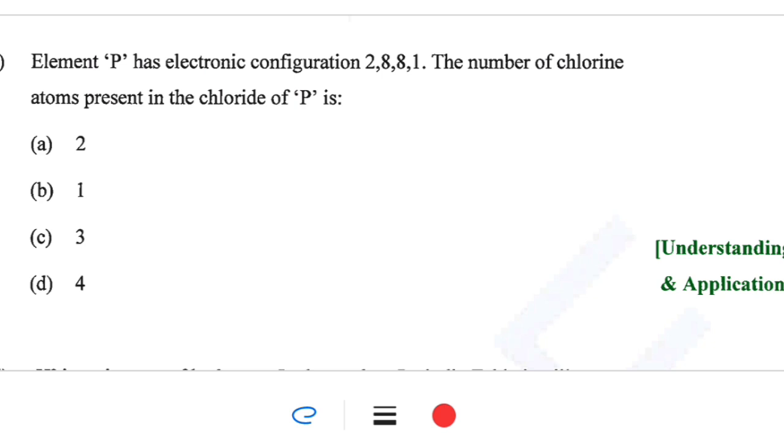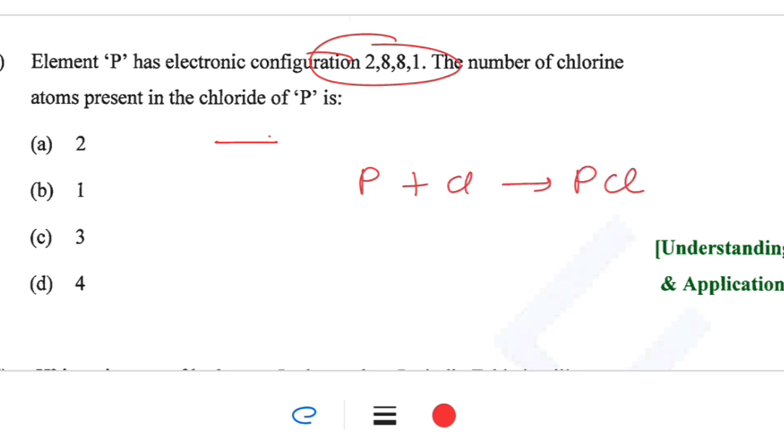Element P has electronic configuration of 2, 8, 8, 1. The number of chlorine atoms present in the chloride of P is? So they gave one element and its electronic configuration, that is 2, 8, 8, 1. The number of chlorine atoms present in the chloride of P. So when P reacts with chlorine, obviously we are going to get chloride.